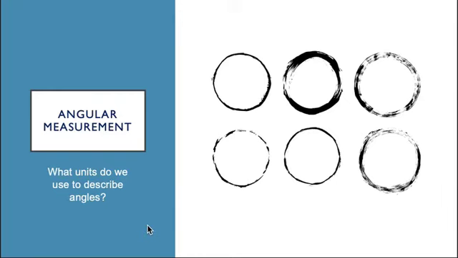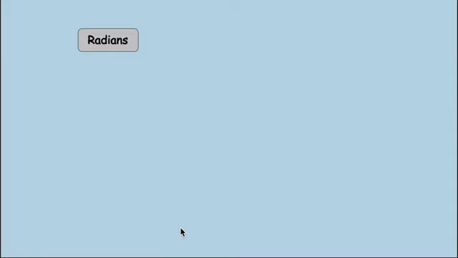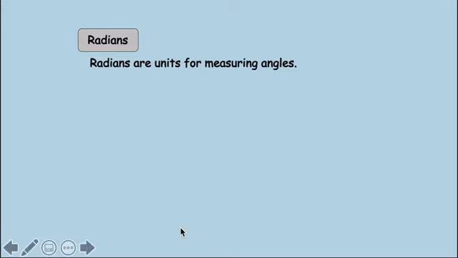So today specifically we're going to be looking at angular measurement, and what units we use to describe angles. You'll know that we use degrees most of the time to measure angles, but you might have also heard or might have even used radians as well, and that's what we're going to look at specifically today. So radians are units for measuring angles, just like degrees are, and they can be used instead of degrees or sometimes converted between the two.